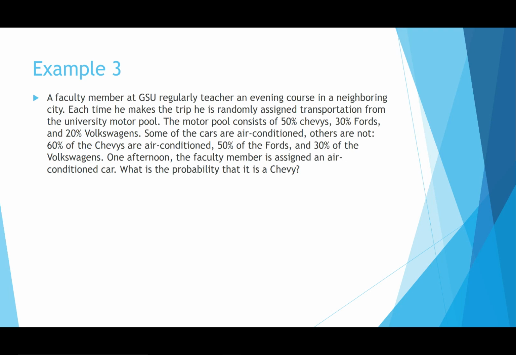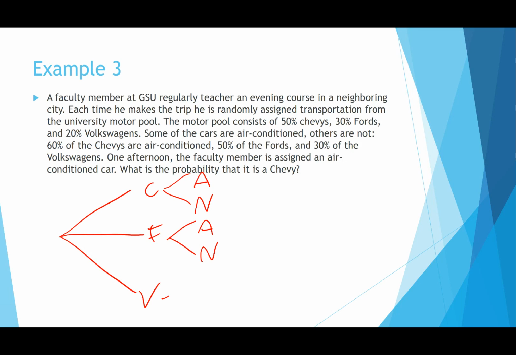So I'm going to help teach this a little bit. I'm going to pretend that percents are out of 100, so let's say there are 100 cars. How many of them are Chevys, Fords, and whatnot? Let's start by making our tree diagram. There are 3 manufacturers to choose from: Chevys, Fords, and Volkswagens. Now, each car is either air-conditioned or it's not air-conditioned.